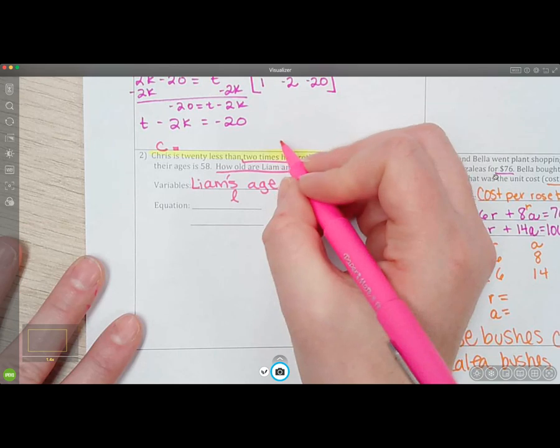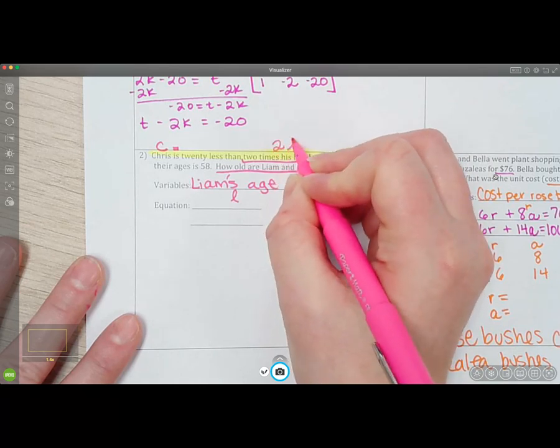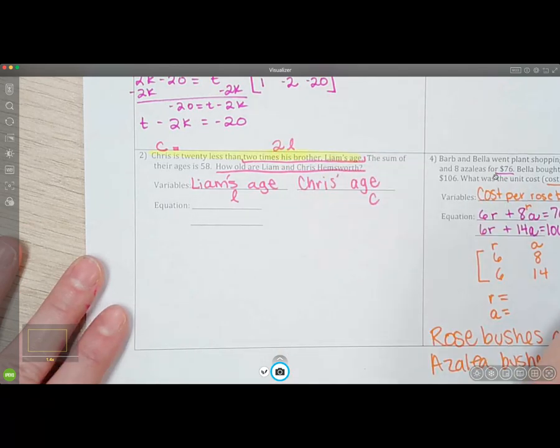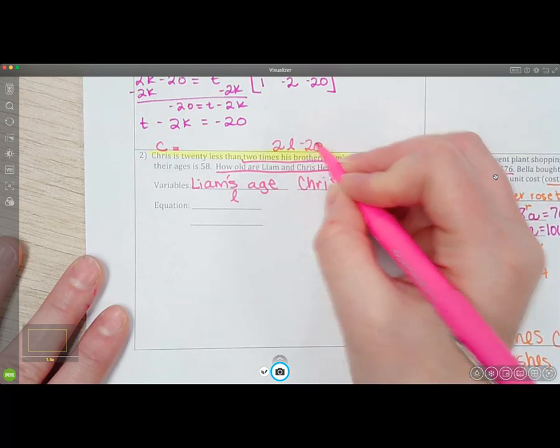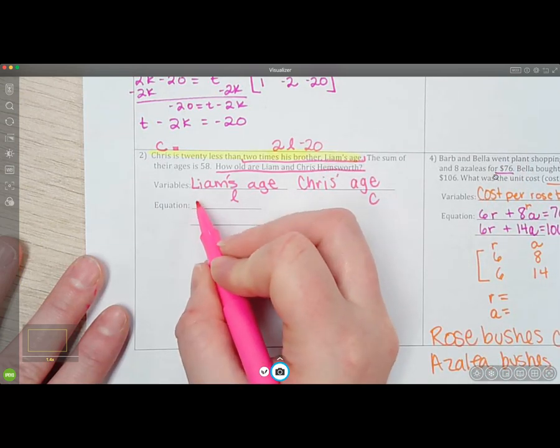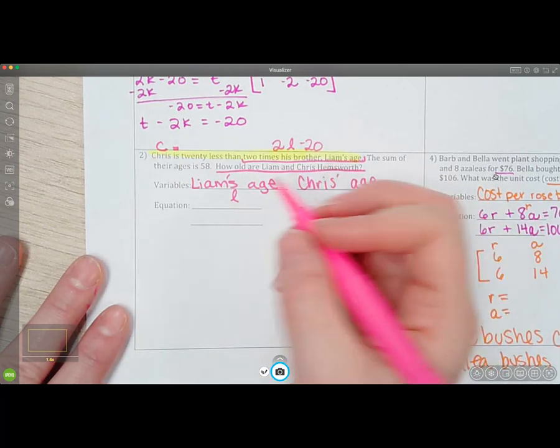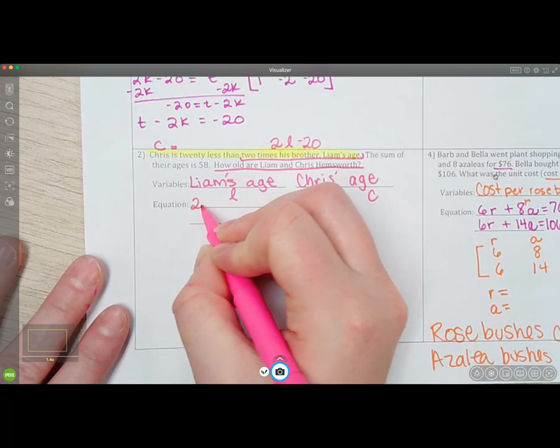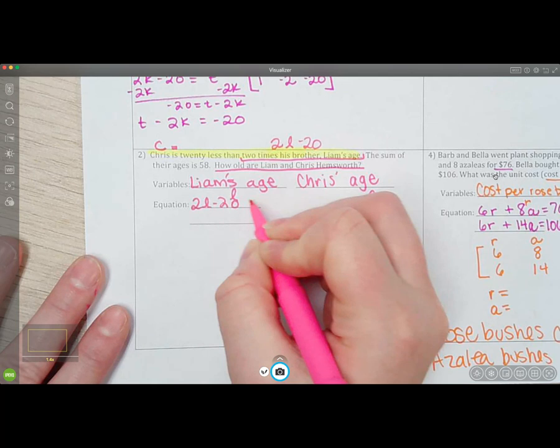What times 2? Yeah, so 2 times L. And then it says 20 less than that. Yeah, so you have to do minus 20. So, yeah, we can rearrange it to begin with. 2L minus 20 equals C.